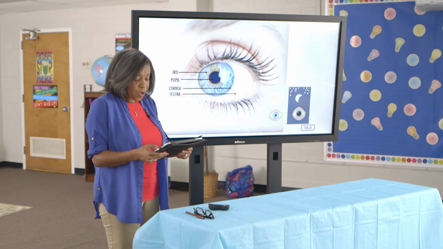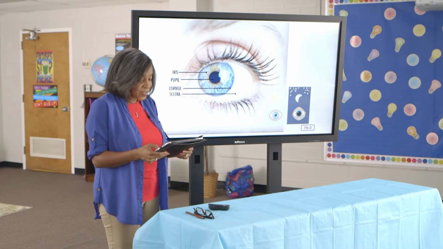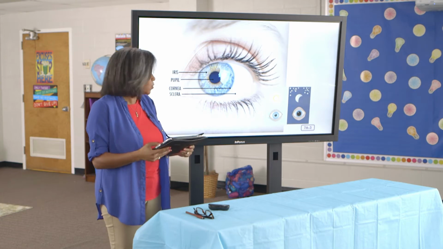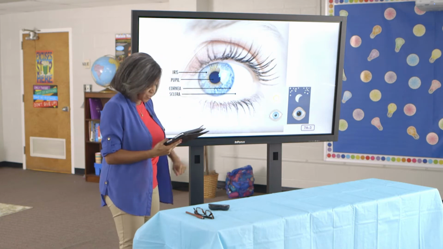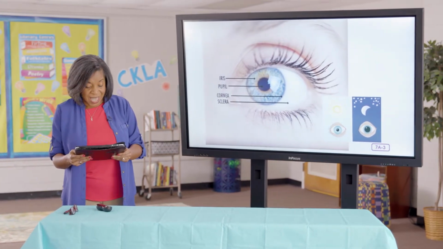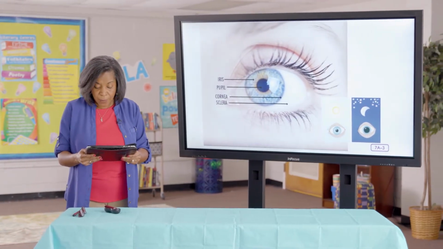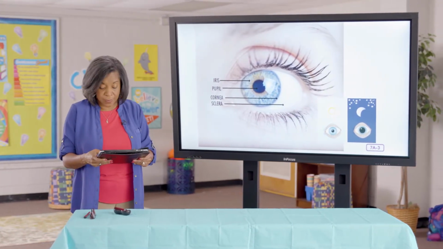The colored part of the eye, the disc located just behind the transparent cornea, is called the iris. At the center of the iris is a black circle. Do you see it? Right here in the middle. This dark circular hole, called the pupil, varies in size as it regulates the amount of light entering the eye. The muscles of the iris control the size of the pupil, tightening to make the pupil smaller in bright light and relaxing to make the pupil larger in dim light.